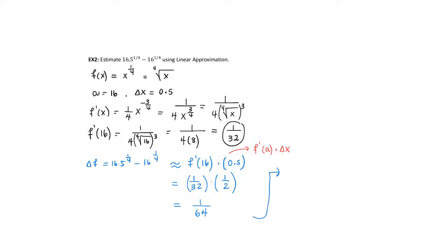Therefore, conclusion, we're going to say that 16.5 to the 1/4 minus 16 to the 1/4 is approximately equal to 1 over 64. If you want to calculate the error involved, or even the percentage error, then you know that that's an easy calculation.